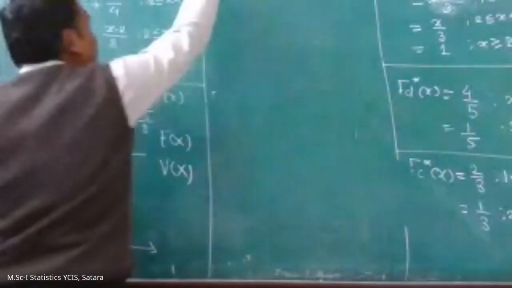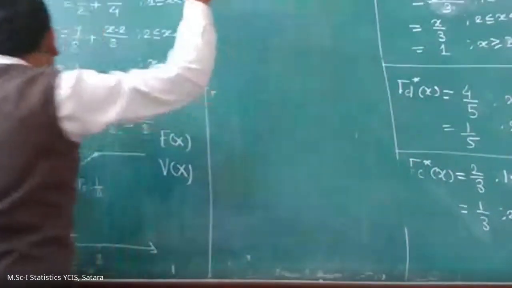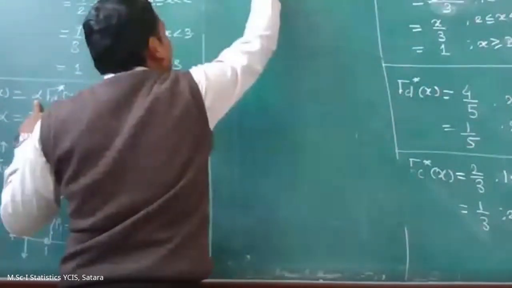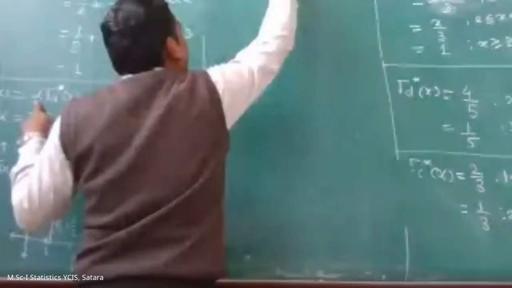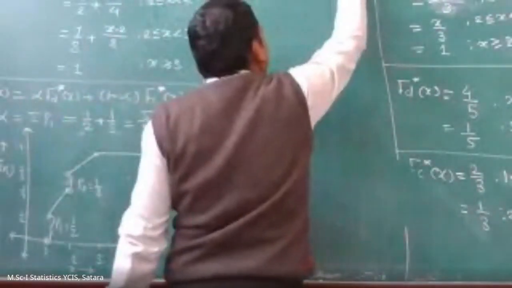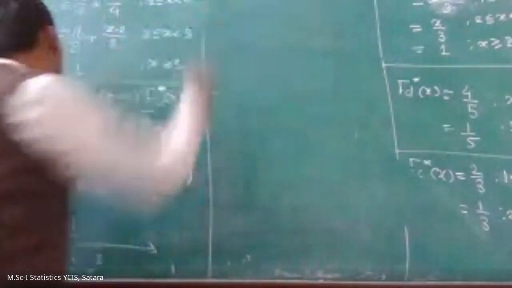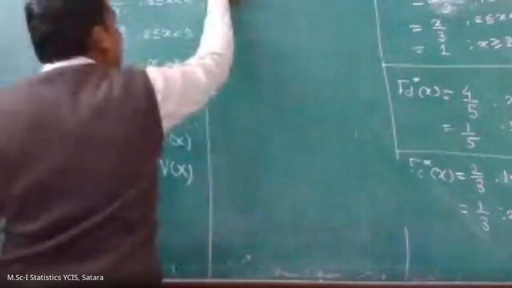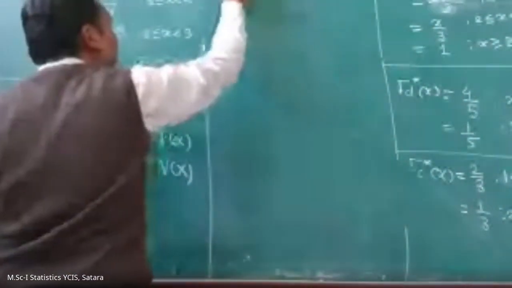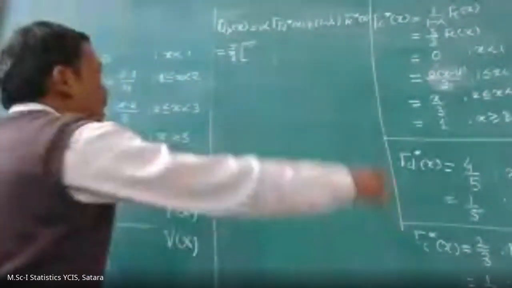What do we have to do? The expected value of f(x) is equal to alpha into the expected value of f star of x plus (1 minus alpha) into the expected value of fc star of x. Here alpha is equal to 5 by 8, therefore 5 by 8 into the expected value of f star of x. Here f star of x is purely discrete, so for a purely discrete variable we can find the value in terms of summation, therefore x into p of x.